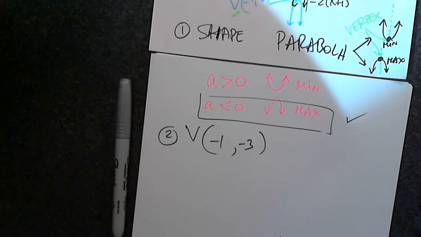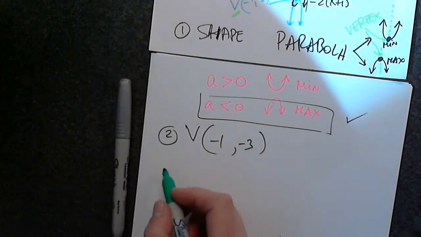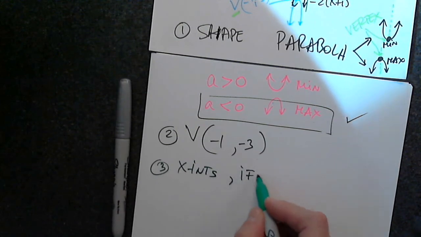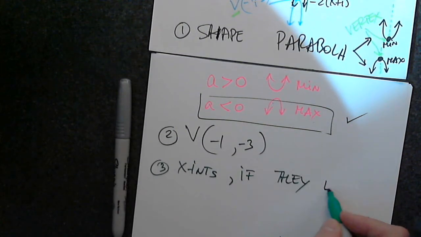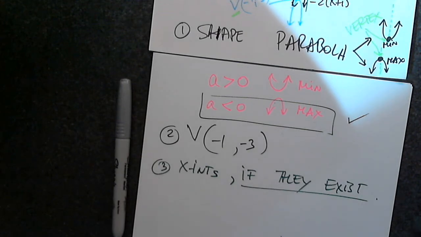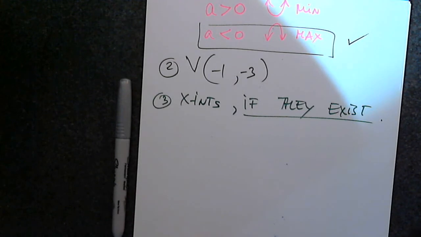So the vertex is h, k. It's the same with the circle, if you remember: x minus h squared plus y minus k squared, the same setup. Yes, exactly the same idea. Okay, so we have the vertex. Number 3, x-intercepts if they exist. Okay, what does that mean?